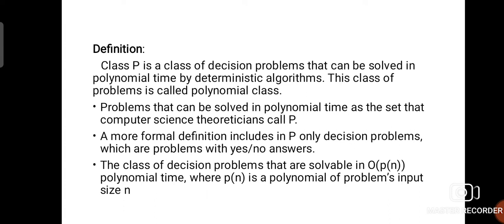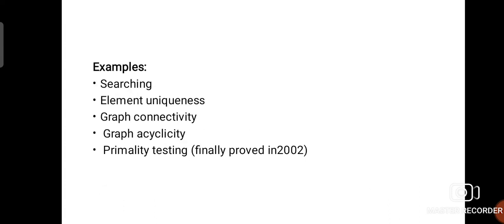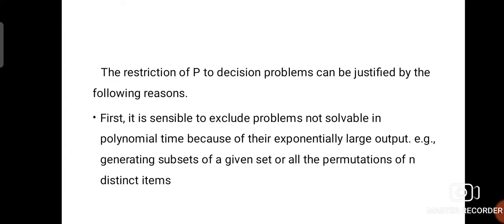A more formal definition of P: it includes decision problems, which are problems with yes or no answers. It is the class of decision problems that are solvable in O of p(n) polynomial time, where p(n) is a polynomial of the problem's input size n. There are many types of problems in that category. Class P problems include searching, element uniqueness, graph connectivity, graph acyclicity, and primality testing.